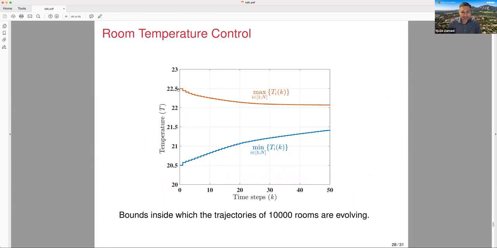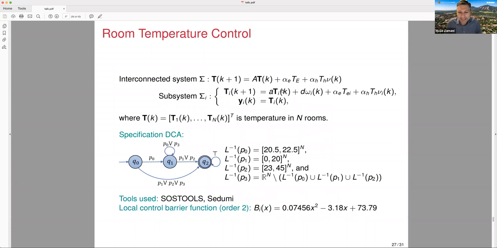And this is the simulation. We show the maximum of the temperature and the minimum of the temperature, and the temperature of all the rooms evolves between these two, max and min, which shows that the specification is satisfied. So you see, I paid the complexity only for a scalar system because each room is a scalar. And then I was able to provide a barrier for the whole interconnected system, which has 10,000 dimensions.